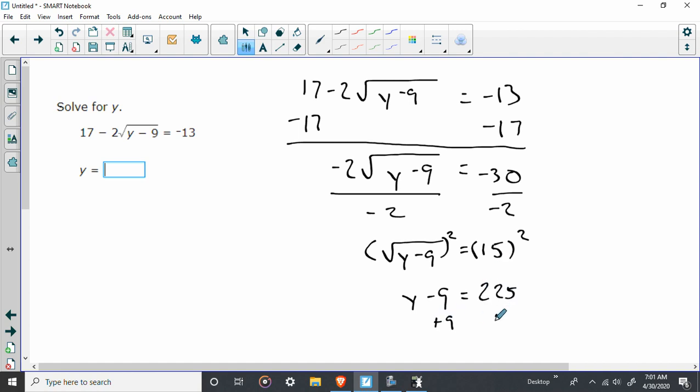And if we add 9 to both sides, y is equal to 234. Okay, so again, that's about as complicated as they're going to get for today.